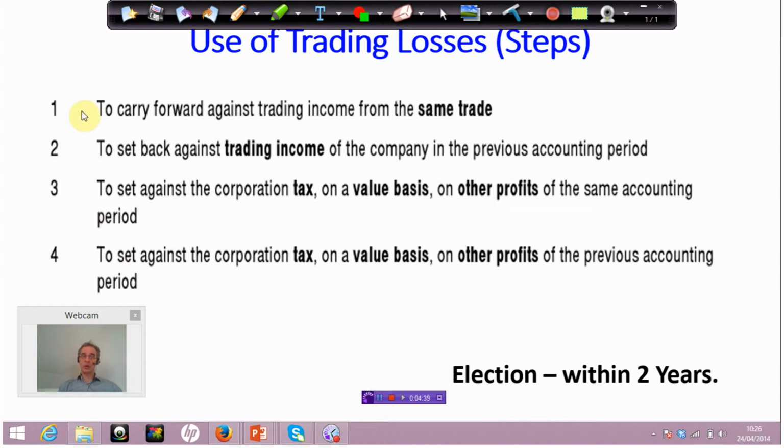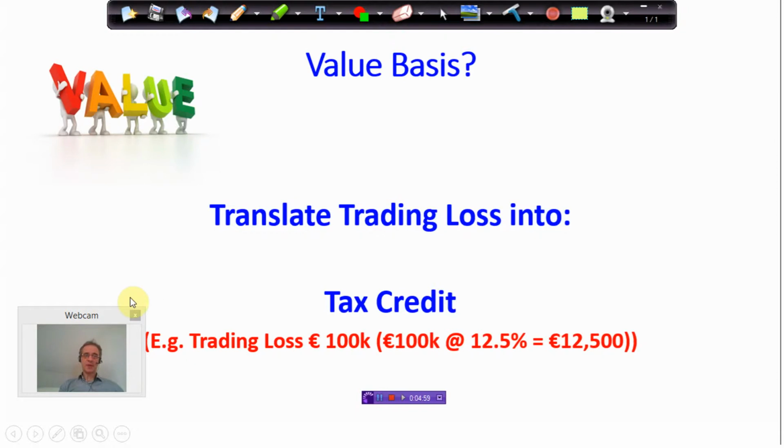And number 1, the offset against future trading income would be an automatic option. In other words, it has to happen. If you have carried forward trading losses, you have to use them against the first available trading income in a future year. Okay, so moving on from here, this value basis.